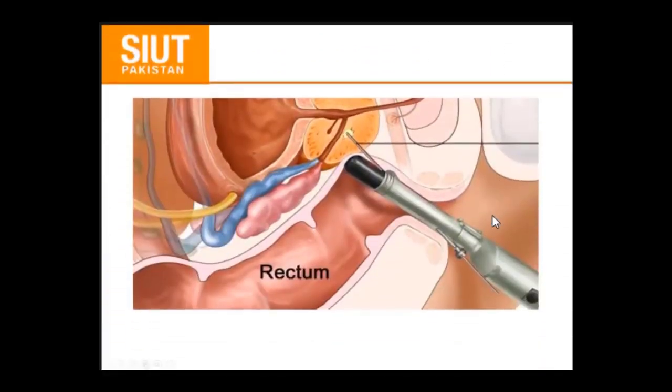In this picture, we can see the transrectal probe is passed through the rectum, and the needle is attached to the probe device, and the needle is passed into the prostate under ultrasound guidance, and the biopsy cores are taken. This is also called the transrectal route nowadays.